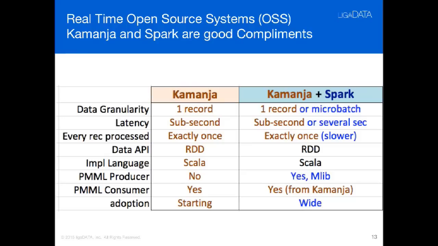Okay, so getting back to comparing Kamanja and Spark. Spark has an RDD, or resilient distributed dataset. And both Kamanja and Spark are written in Scala, so there's a lot of compatibility there, or a good complement. And then as I said before, as far as a PMML producer, Spark can produce PMML, and then Kamanja can consume it. And the adoption for Spark is very wide. And so that would be a great system for us to work with.